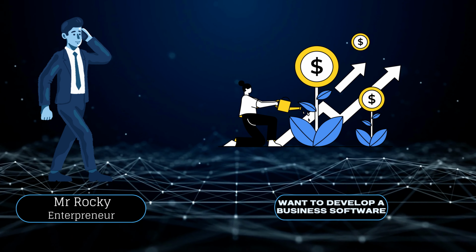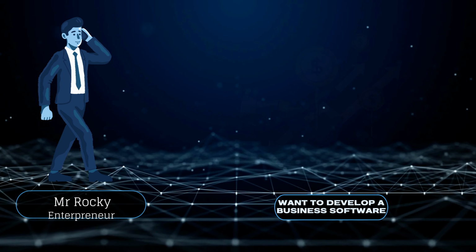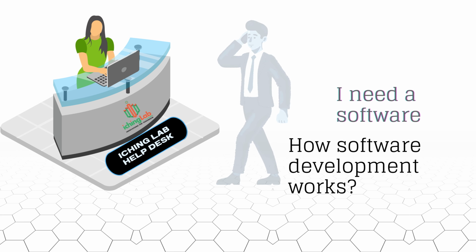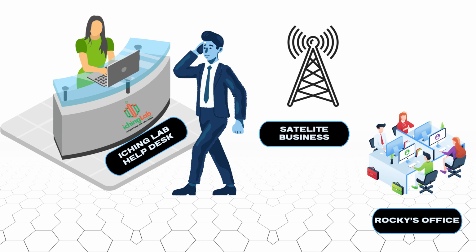Once upon a time, an entrepreneur, Mr. Rocky, wanted to develop a business software, but he didn't know how to start the process. Then he visited the Icing Lab corporate office to learn about the software development process, and he asked the help desk officer how software development works.